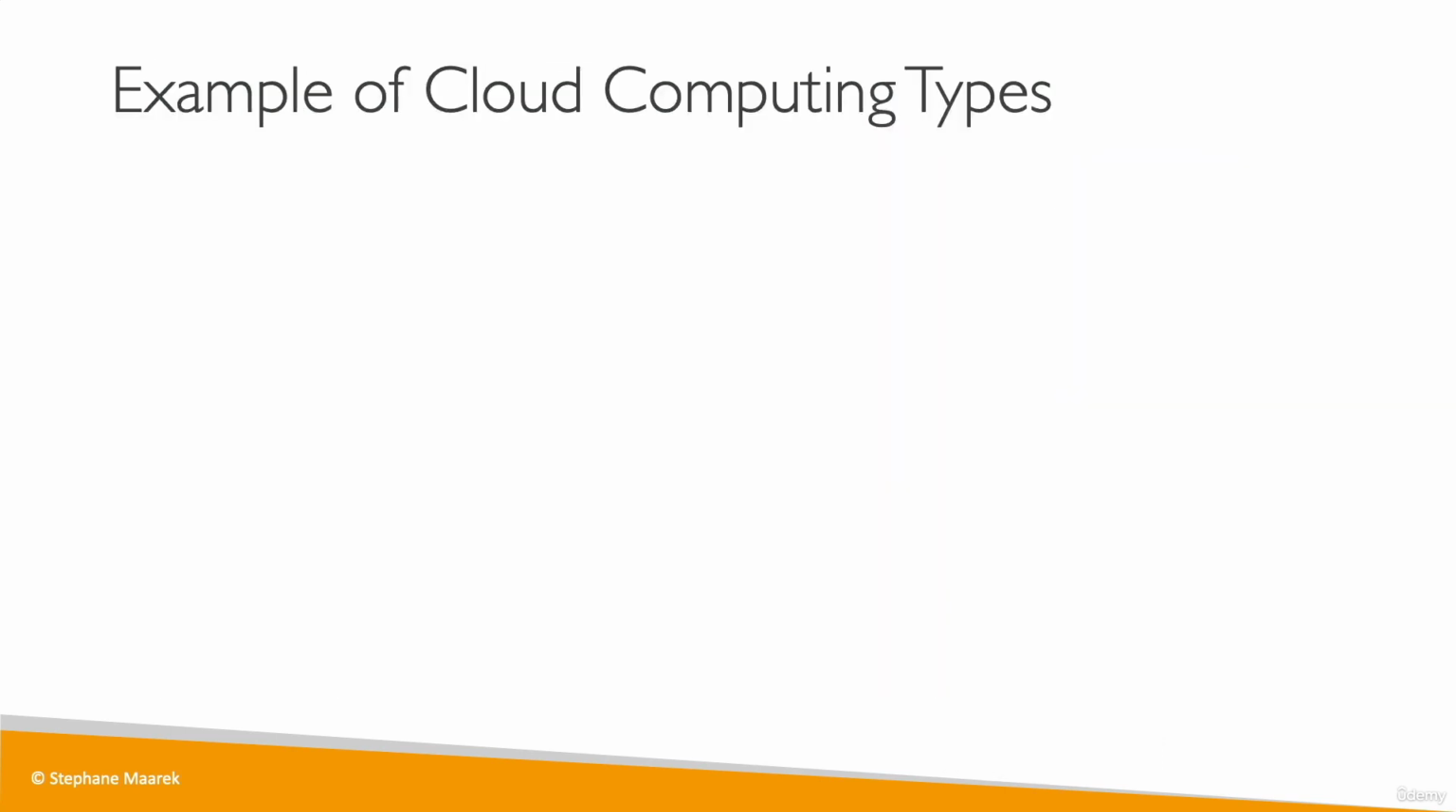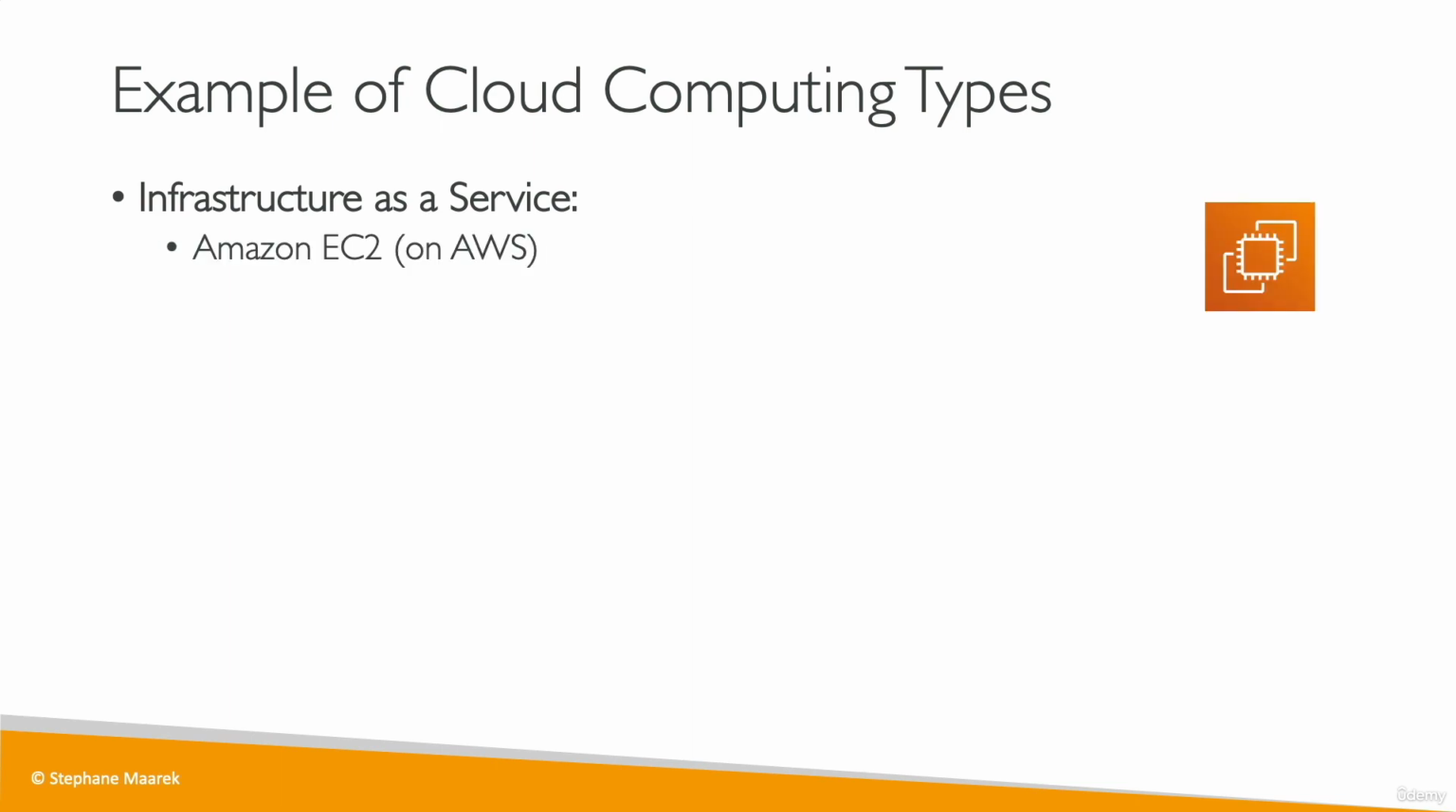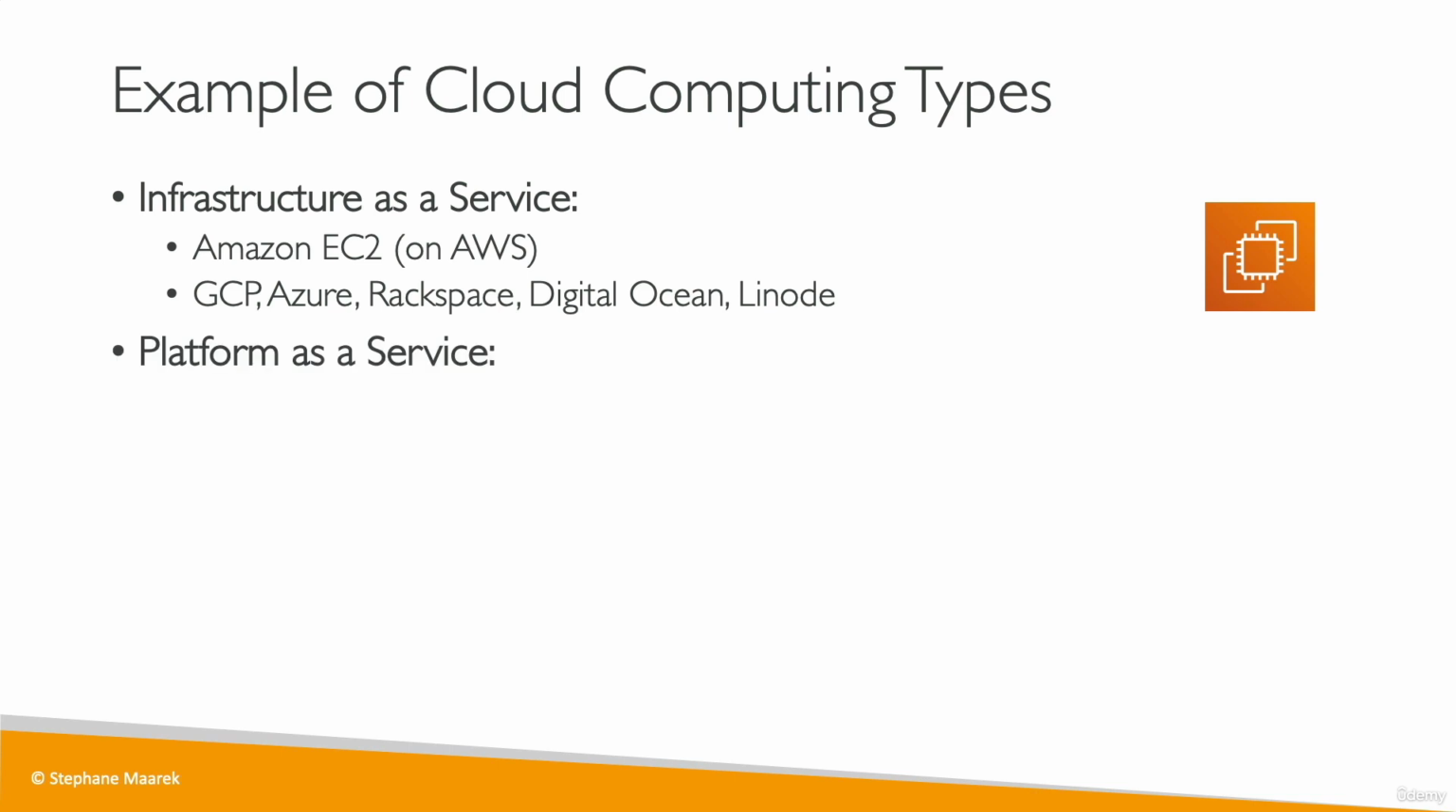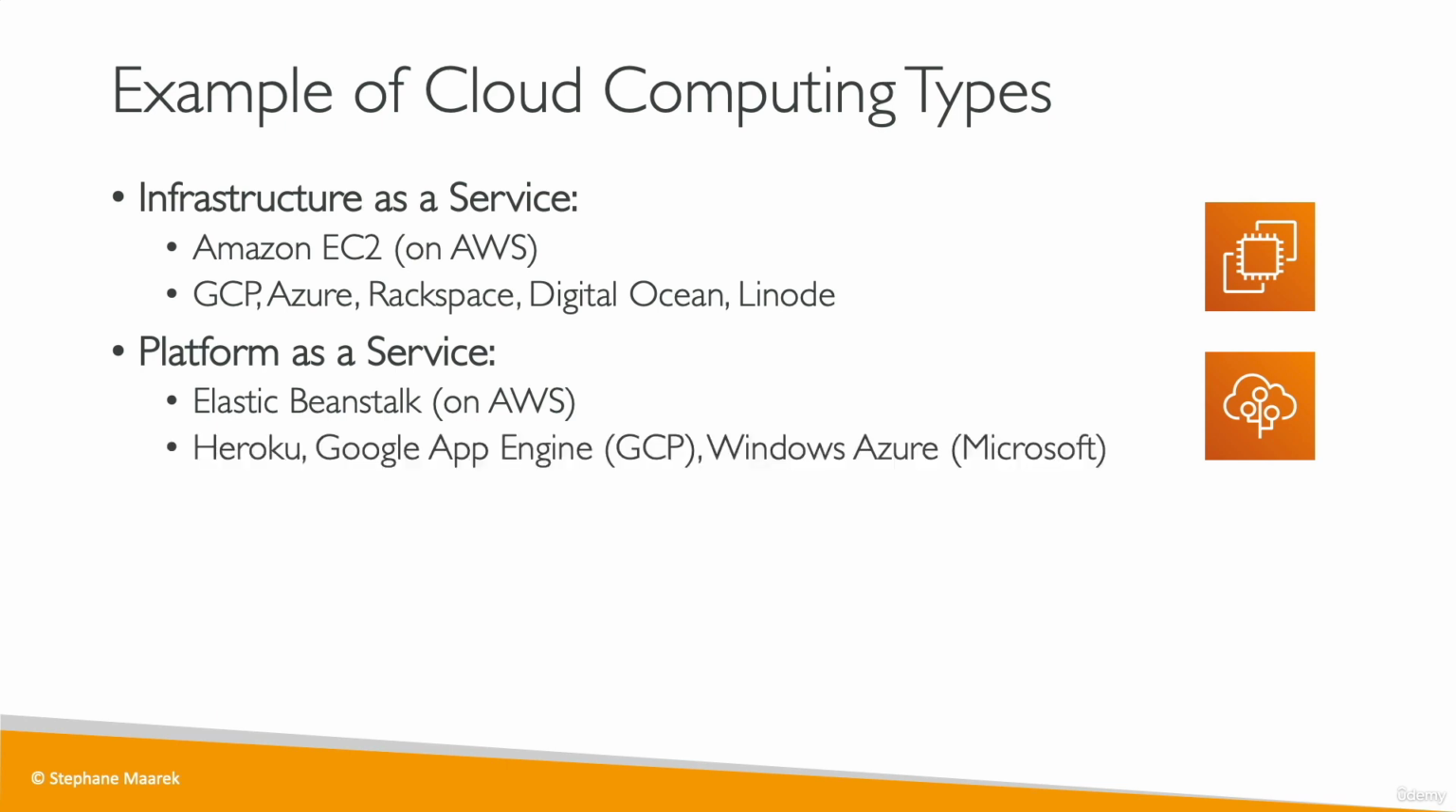So how does it translate? Well, with IaaS, we can use Amazon EC2 on AWS, but we have other services such as Google Cloud, Azure, Rackspace, DigitalOcean, and Linode, which will provide us a cloud computing Infrastructure as a Service. Platform as a Service also exists on AWS with Elastic Beanstalk, and we'll see all these services obviously in this course. And outside of AWS, we have Heroku, Google App Engine, and Windows Azure.